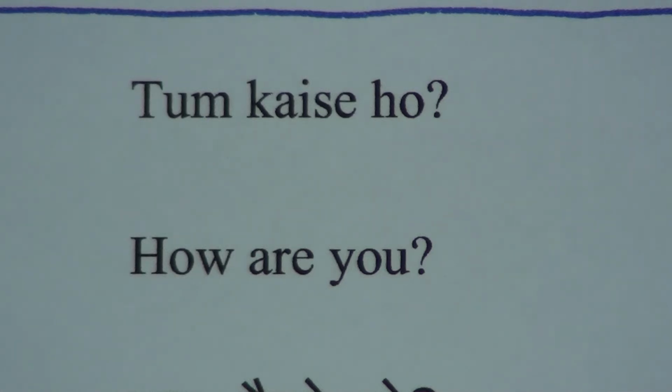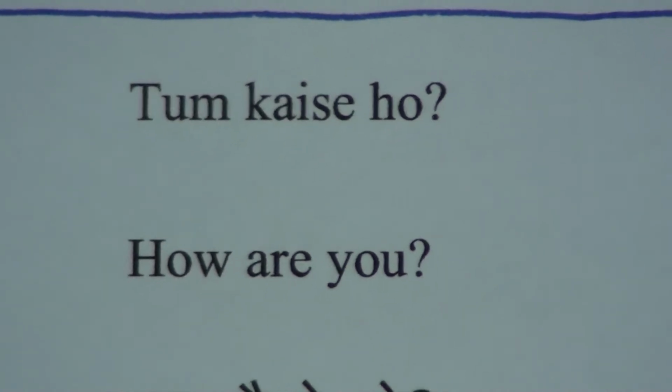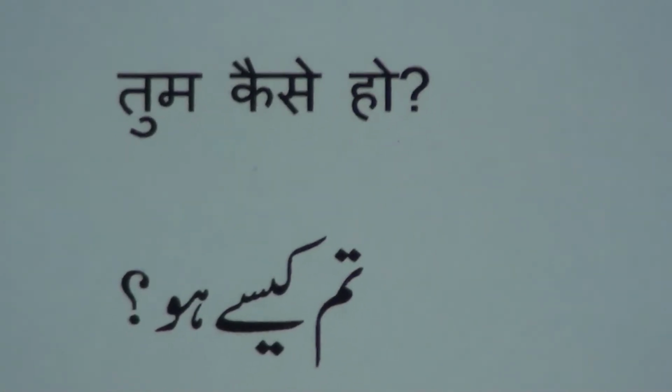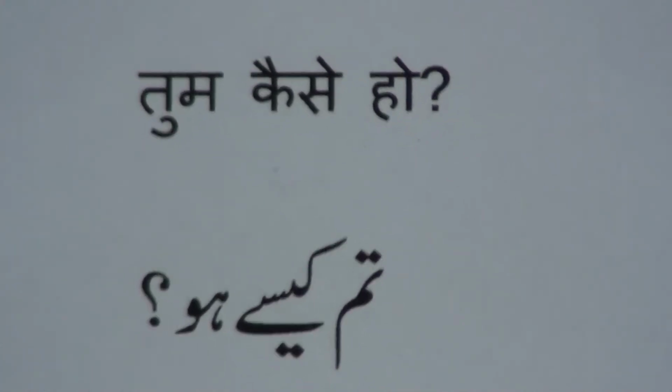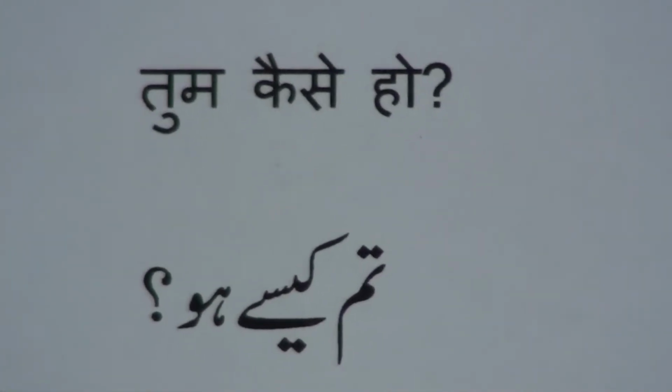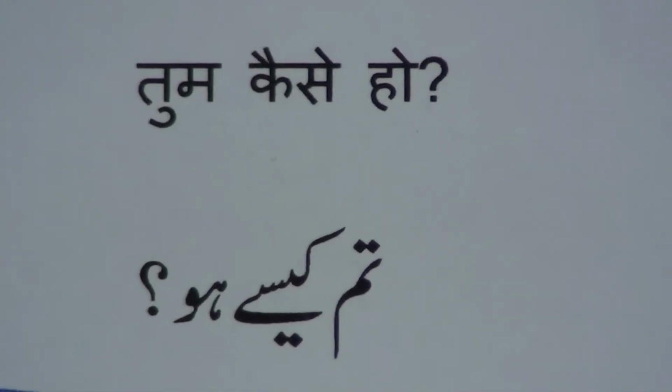तुम कैसे हो? Here in this sentence we have used कैसे. It means we are asking a man or a boy, how are you? कैसे is for masculine. तुम कैसे हो? It is written here in Hindi and Urdu.